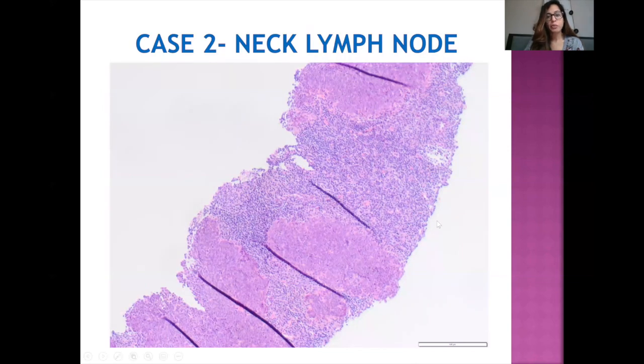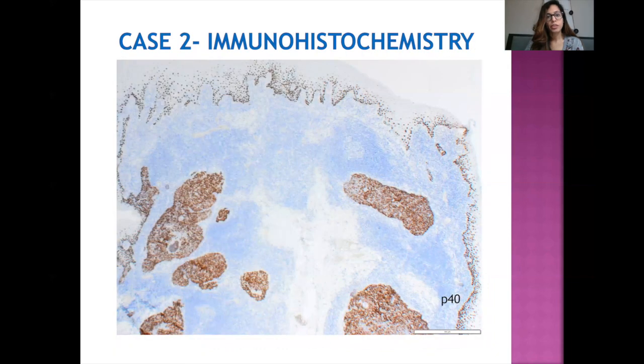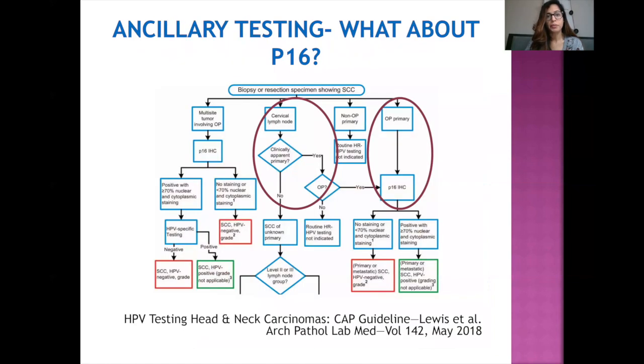The neck lymph node that was biopsied also shows the same picture. So we've got our lymphoid tissue in the background, and we've got these vaguely cohesive nests, which look like a different shade of blue. And when you do immunohistochemistry, these nests light up very well with P40. You can see how the normal squamous mucosa stains. And so we're obviously dealing with a squamous cell carcinoma.